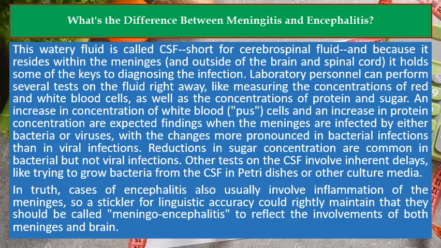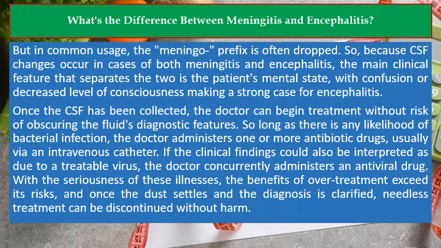In truth, cases of encephalitis also usually involve inflammation of the meninges, so a stickler for linguistic accuracy could rightly maintain that they should be called meningoencephalitis to reflect the involvements of both meninges and brain, but in common usage, the meningo prefix is often dropped. So, because CSF changes occur in cases of both meningitis and encephalitis, the main clinical feature that separates the two is the patient's mental state, with confusion or decreased level of consciousness making a strong case for encephalitis.